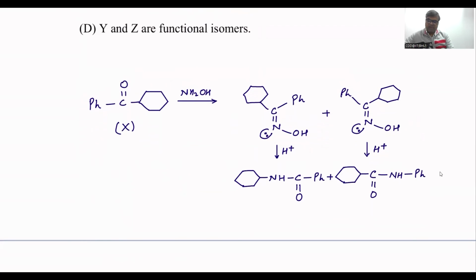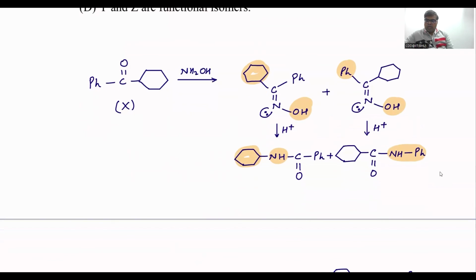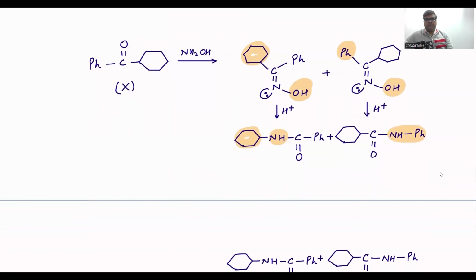And at the start itself, I have told you that the yield of the product is in the same proportion as the yield of the geometrical isomers. So with respect to yield, there is not much change. All of you can see that if in this reactant this OH is anti to the cyclohexane ring, then the cyclohexane will come up with the NH group. And in this case, this OH is anti to the phenyl ring, so this NH will come with the phenyl ring. So these are the two amides formed in the Beckmann rearrangement.